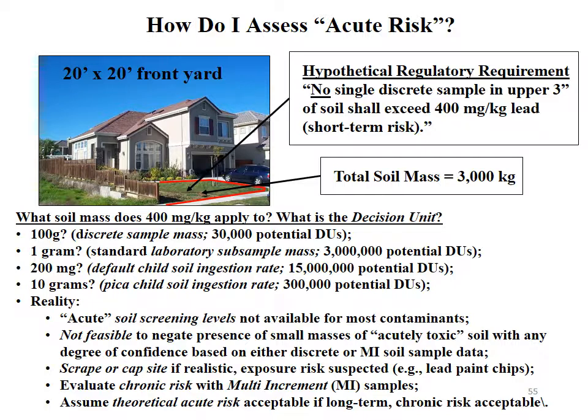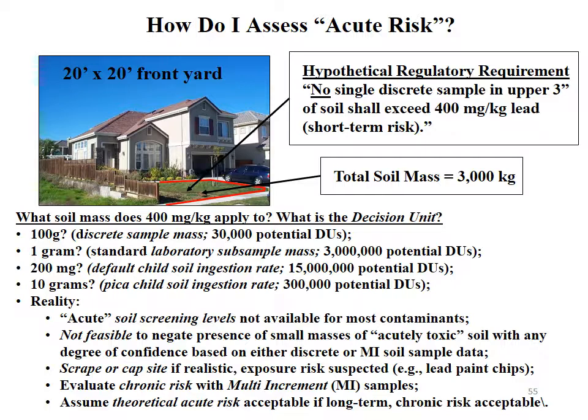Let's assume we have a 20-foot by 20-foot front yard, and we're looking at the top 3 inches of soil. Switching to the metric system, this is a total mass of soil of about 3,000 kilograms. So our goal as a geologist, or as a field person, is to demonstrate that in this 3,000 kilograms of soil, there's no single discrete sample that could be collected that would exceed 400 milligrams per kilogram lead.